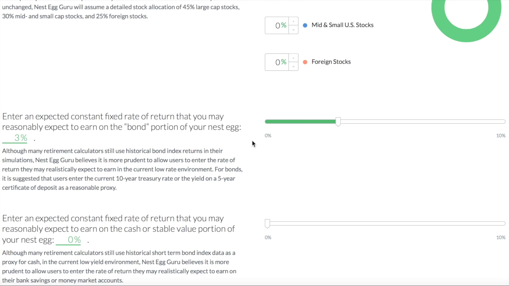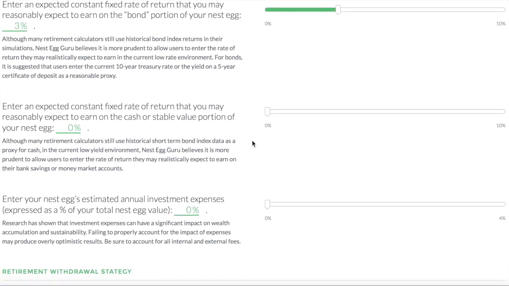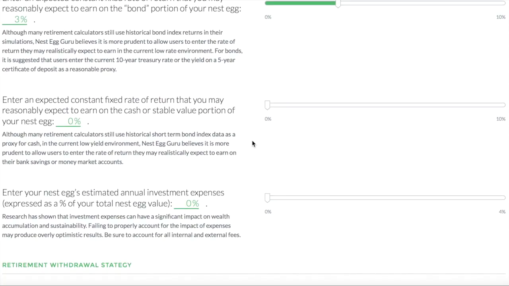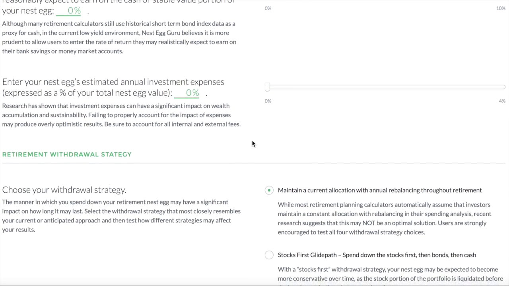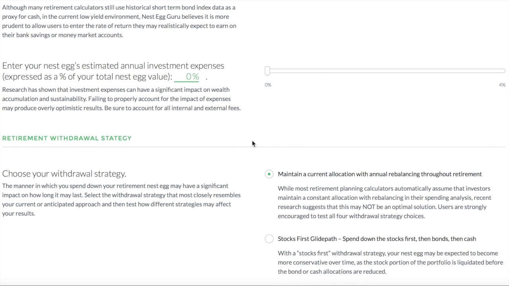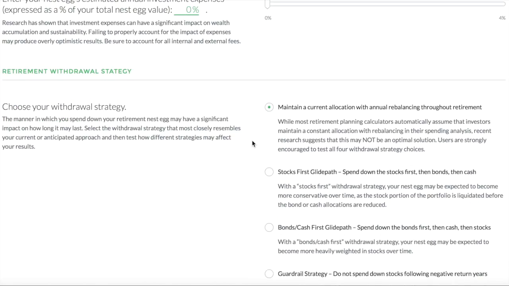NestEggGuru also permits users to incorporate the impact of internal investment expenses and investment advisory fees. However, since the Vanguard calculator does not account for the expenses, we will assume zero expenses as well. Lastly, like most calculators, the Vanguard application assumes that retirees withdraw proportionally from stocks, bonds, and cash and rebalance annually. While NestEggGuru maintains that this is not necessarily an efficient withdrawal strategy, to make the analysis apples to apples as much as possible, we will assume the same. Now, let's run the analysis.